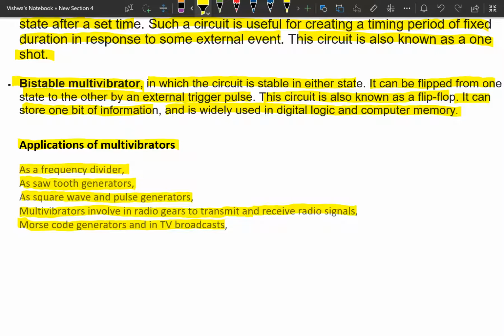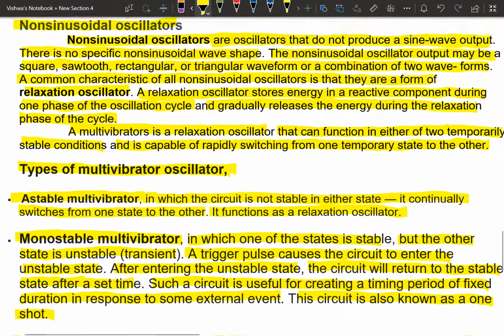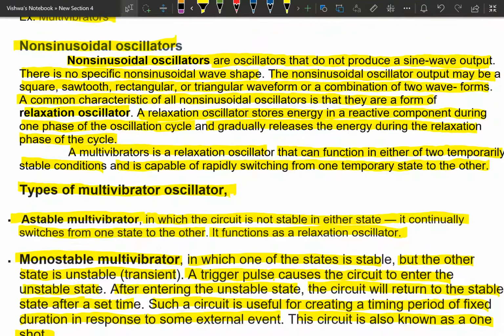So this is a brief introduction about this unit. Next class we are going to study the astable multivibrator in detail with the circuit diagram.